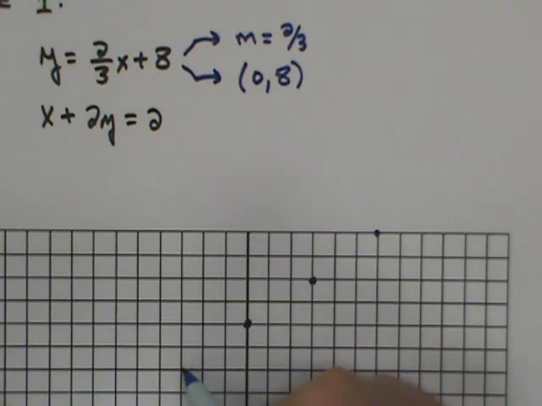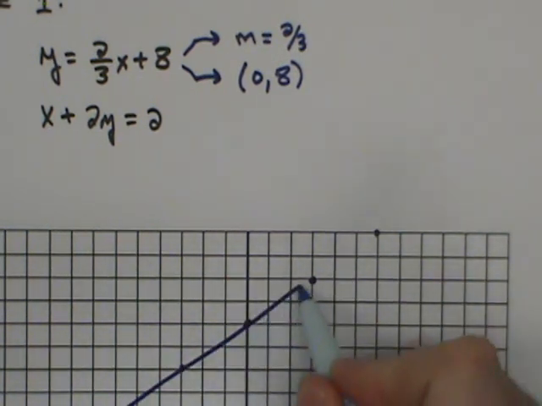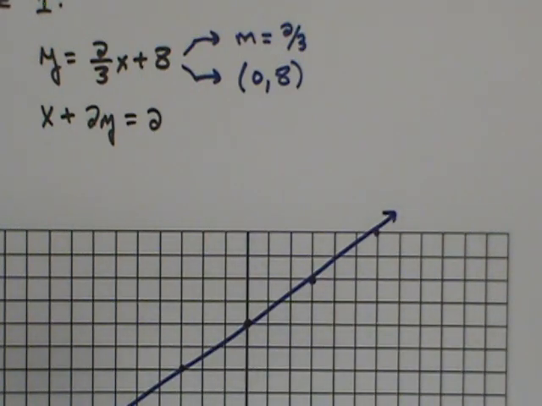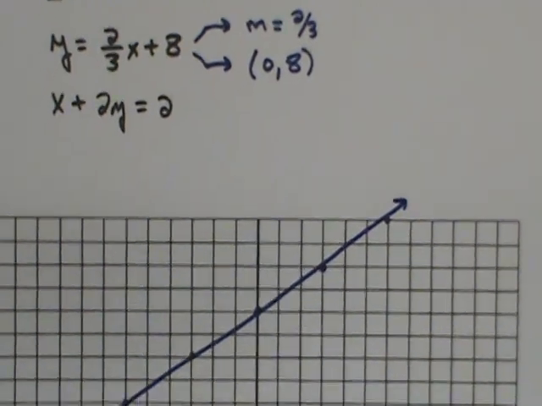It should form a continuous line. It should be a straight line. All lines are straight. And so once I have several points on there, I just want to connect the dots. There's my first graph.